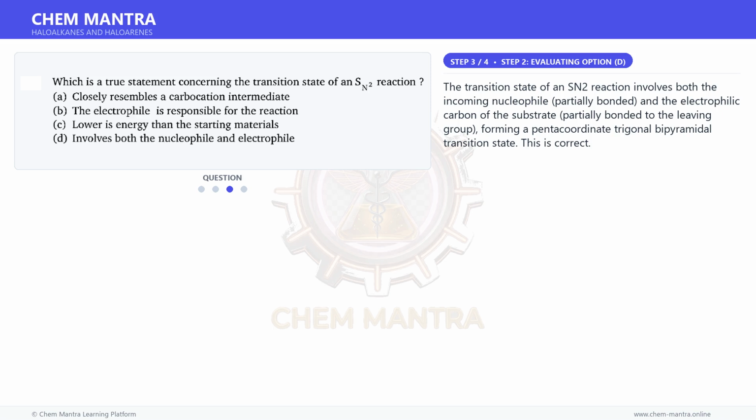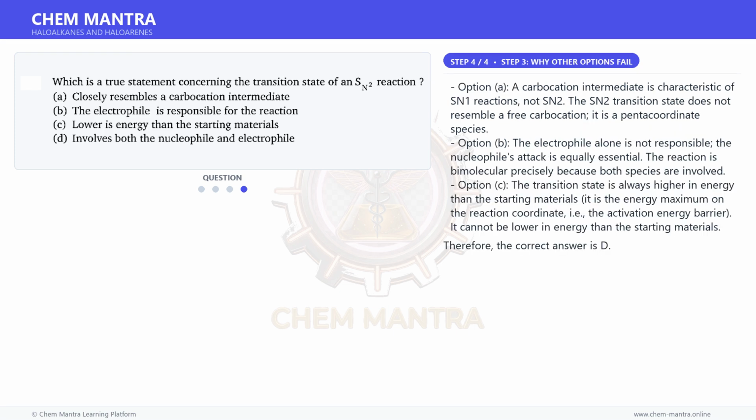Moving on to the next step. The transition state of an SN2 reaction involves both the incoming nucleophile, partially bonded, and the electrophilic carbon of the substrate, partially bonded to the leaving group, forming a pentacoordinate trigonal bipyramidal transition state. This is correct. And for the final step.